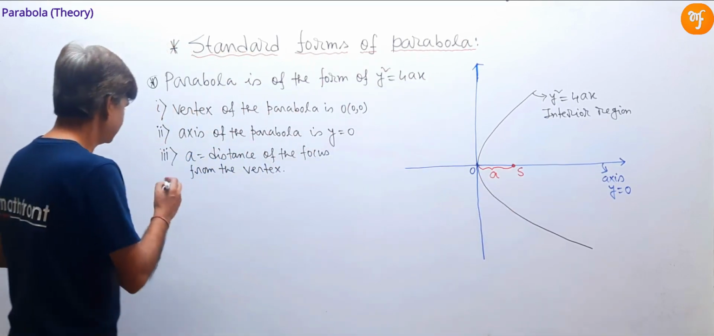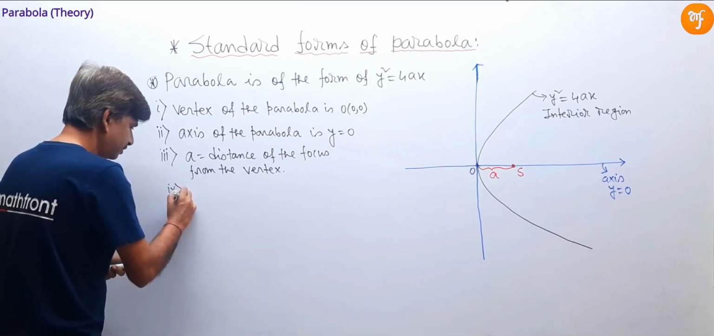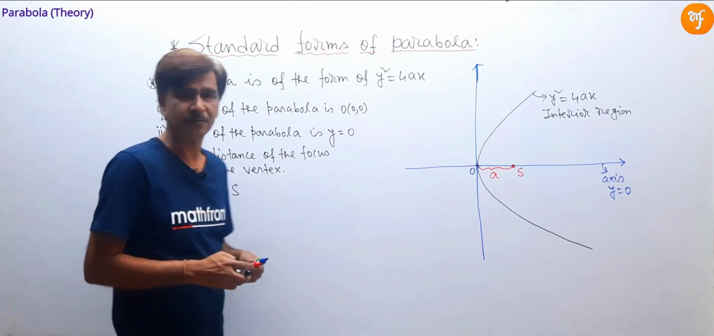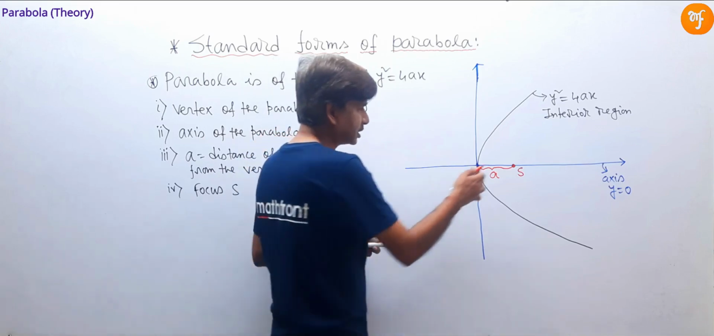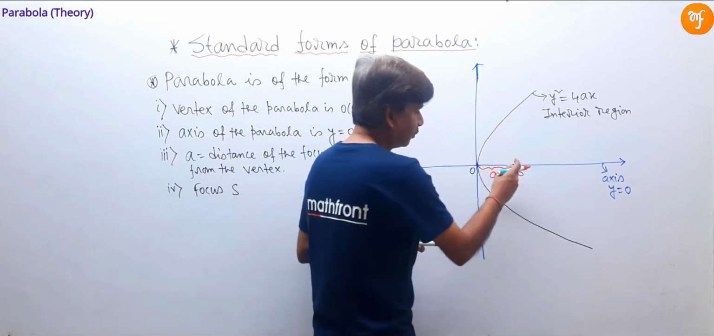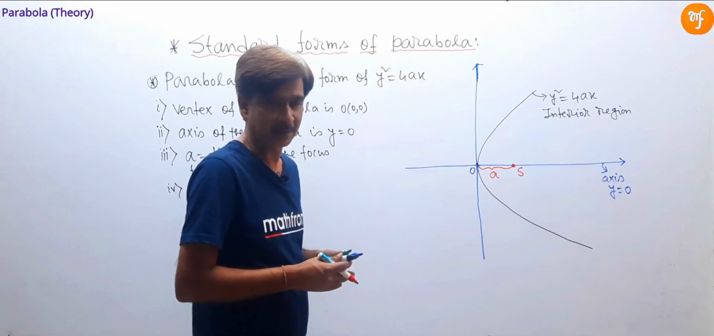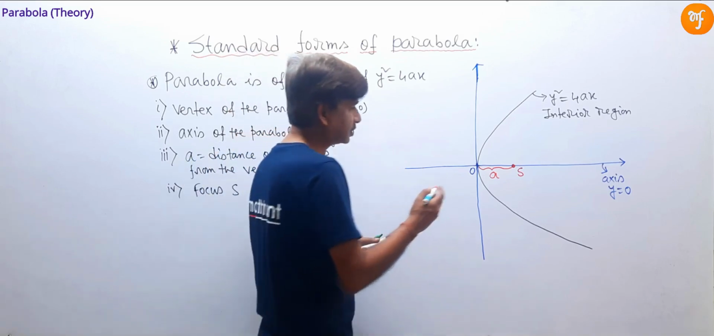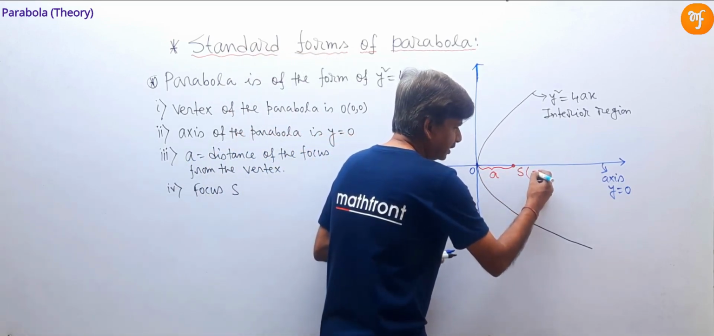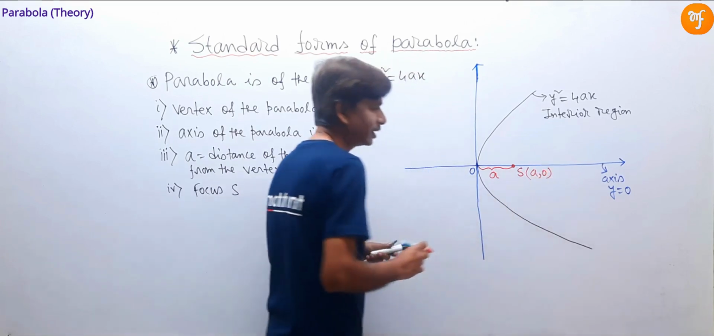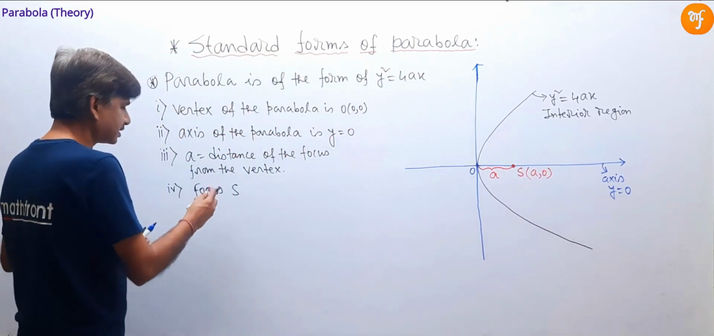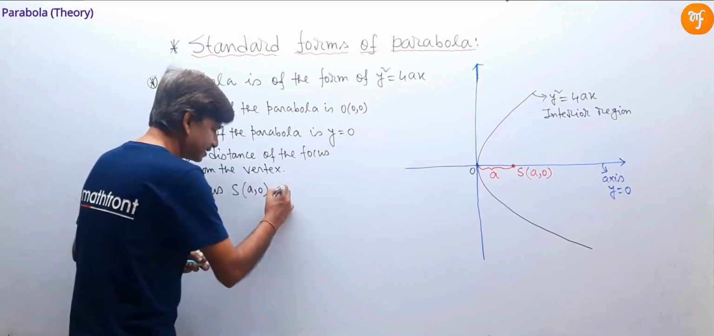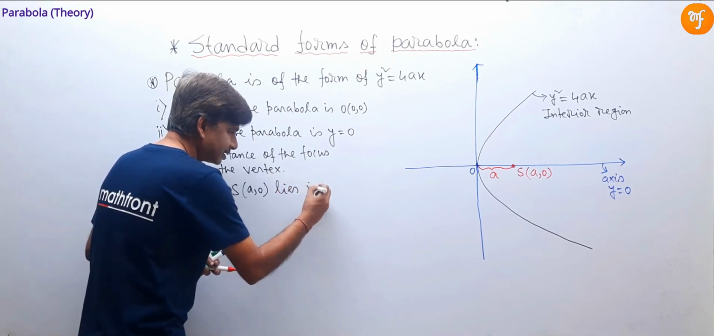Okay, clear? And the focus lies on the axis. So you please write, focus is, what will the coordinate of the focus be? If the distance of this focus from the vertex is a and focus lies on the axis of the parabola, here axis of the parabola is x-axis, so that is why the coordinate of the focus will be a comma 0. Okay, clear? So write down focus is, whose coordinate is a comma 0, lies inside the parabola.